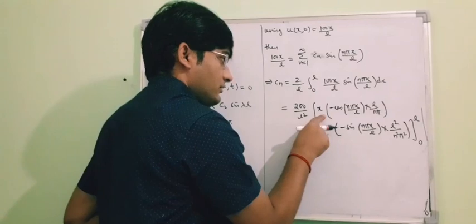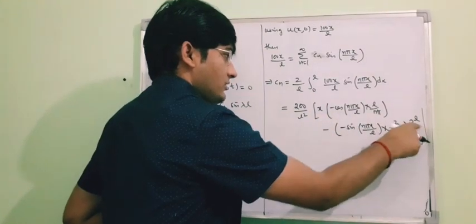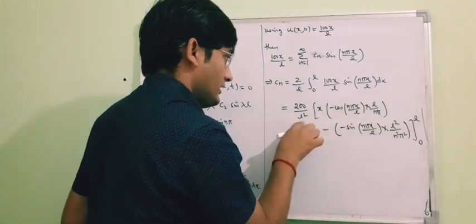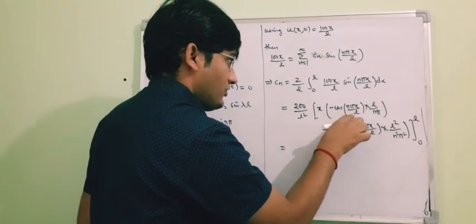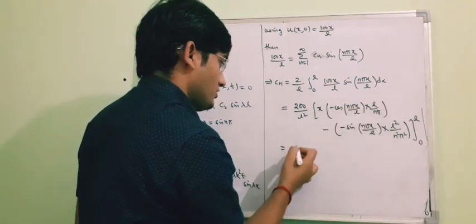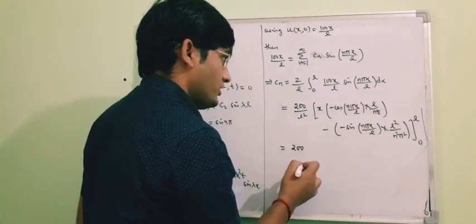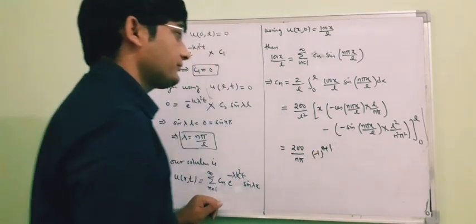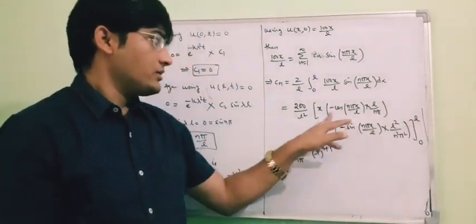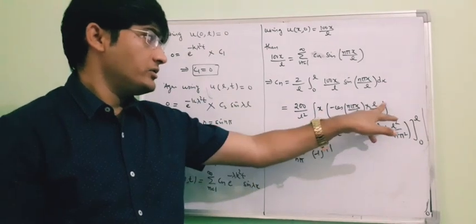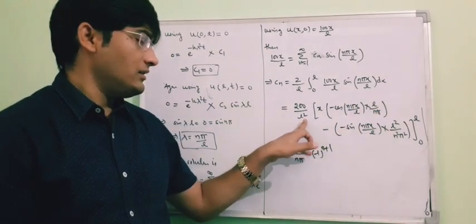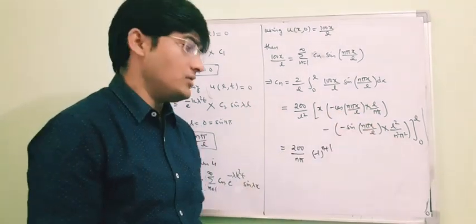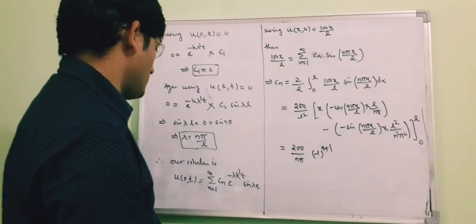And here for the upper limit we will have L, so this L square and L square will get cancelled, and for x equal to L this will be cos n pi, so we will have 200 upon n pi into minus 1 to the power n plus 1, because at x equal to L this will be L into L, that means L square will get cancelled and we will have minus cos n pi. Cos n pi is minus 1 to the power n, so we will have this as the answer.